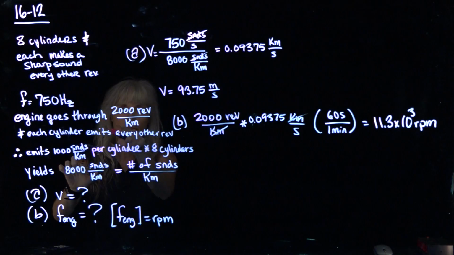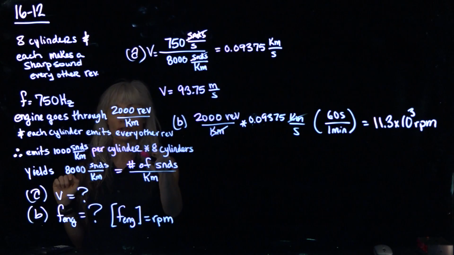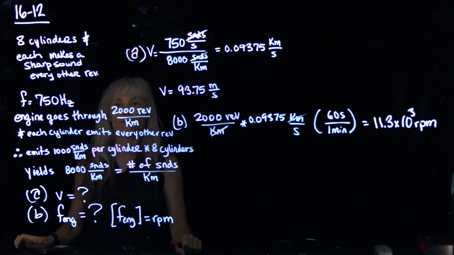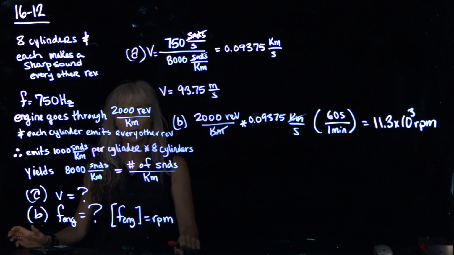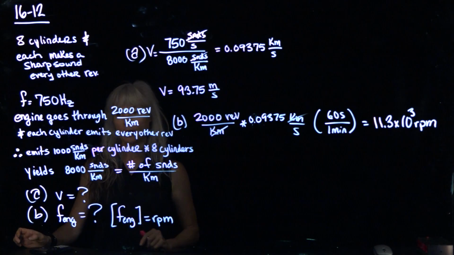So half of this, right? For every other revolution, a cylinder emits a sound. So that's 1,000 sounds per kilometer for each cylinder. And there are 8 cylinders. So that is 8,000 sounds for every kilometer. That gives us the number of sounds per kilometer.